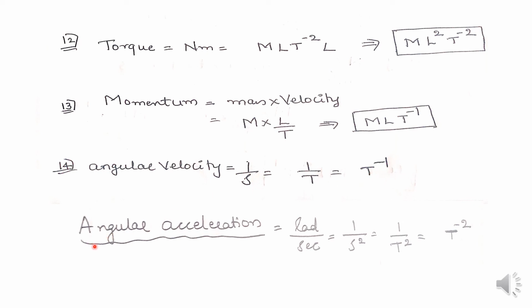The last one is the angular acceleration. How will we measure angular acceleration? In radian per square seconds. For radian there is no unit, so 1 divided by square seconds. So this will be 1 divided by T square. So this will be T to the power minus 2. So this is the procedure of how to write the secondary quantities.